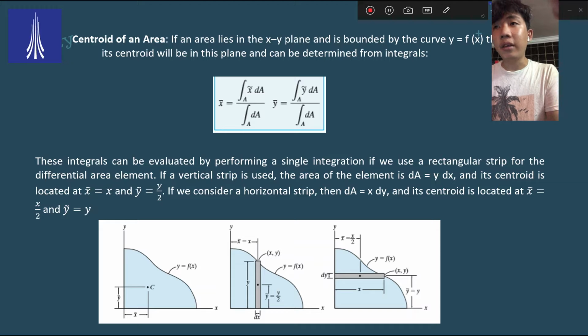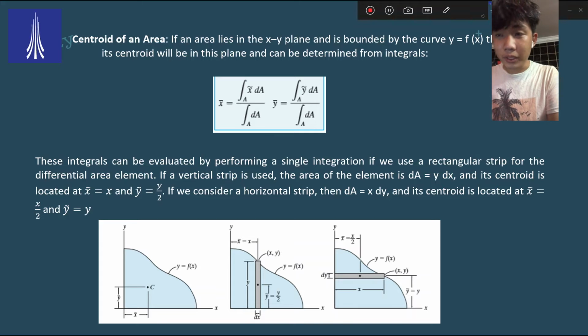Moving on to the centroid of an area. It says that if an area lies in the xy plane and is bounded by the curve y equal to f(x), then its centroid will be in this plane and can be determined from the integrals using the formula down below.